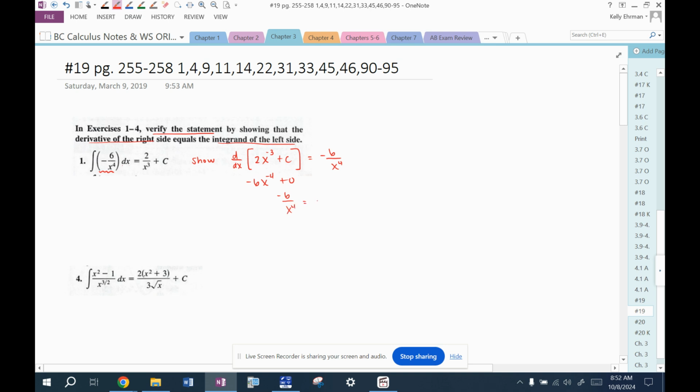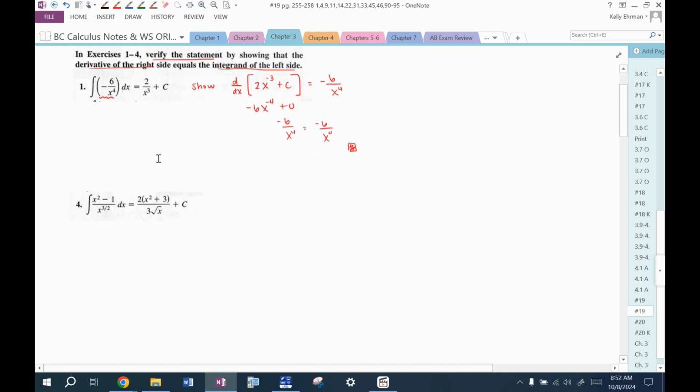So it's not like a super long proof or anything. I'm going to use my little box to show that I've done that. But yeah, we're just showing that you can check. Basically, this is trying to get across the point that you can check your answers. Whatever you got here, if you take its derivative, you should get the integrand.